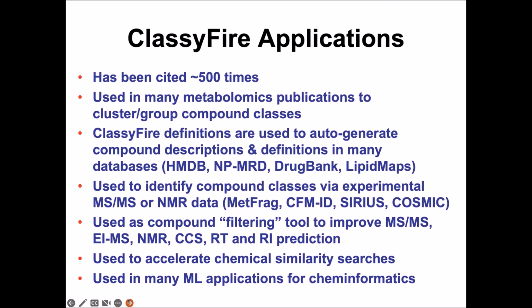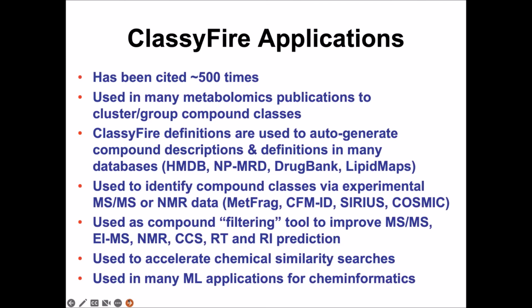We originally developed it in the area of metabolomics, but people are using it in many other areas, natural product chemistry and others. And it's being used primarily to cluster or group compound classes when people are talking about them in papers. We're using, and I think others are using, the classifier definitions, the controlled vocabulary, to auto-generate or auto-calculate compound descriptions or to create definitions for compounds. We've been doing that for, again, a number of databases internally and externally.